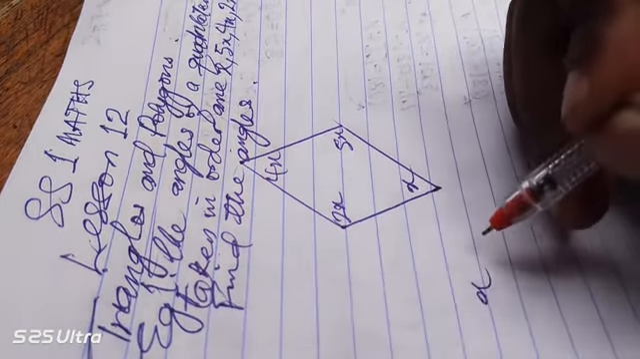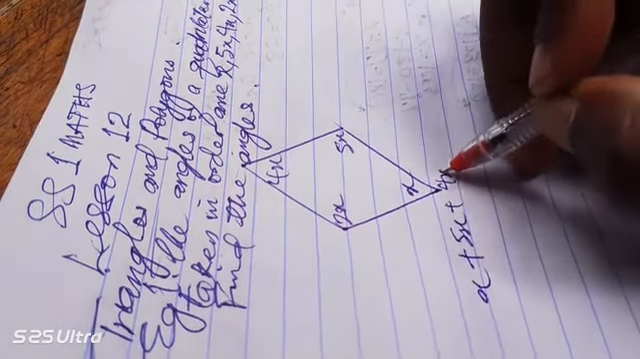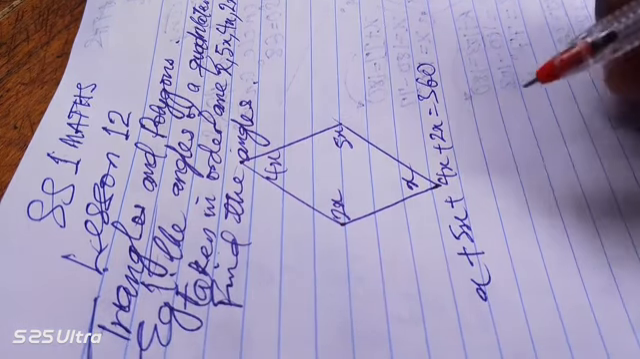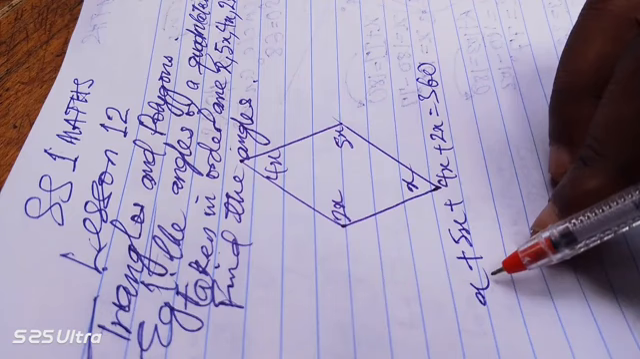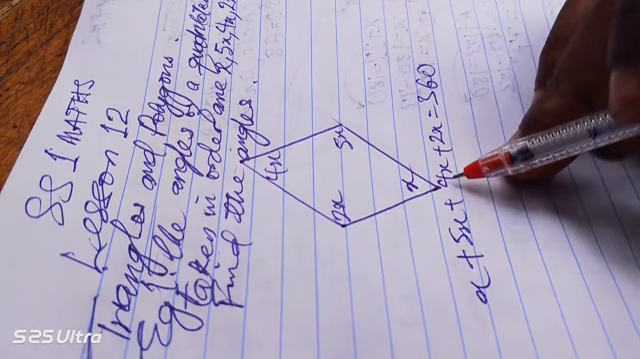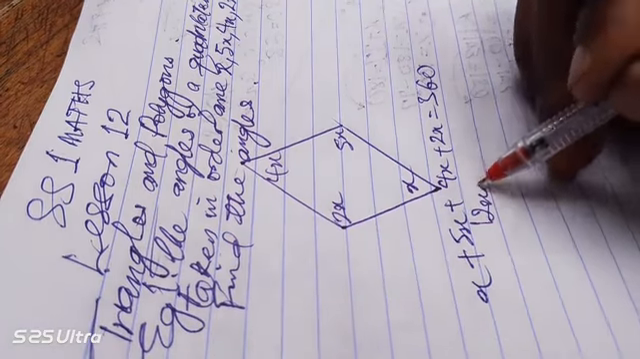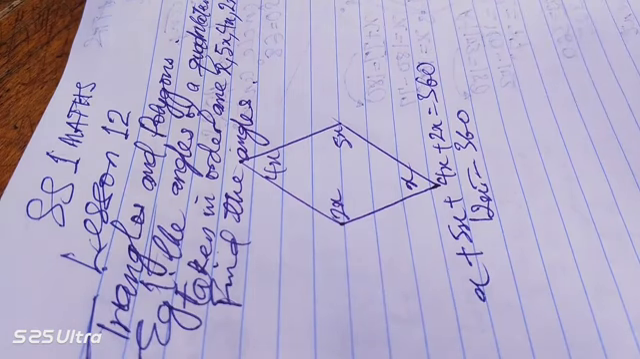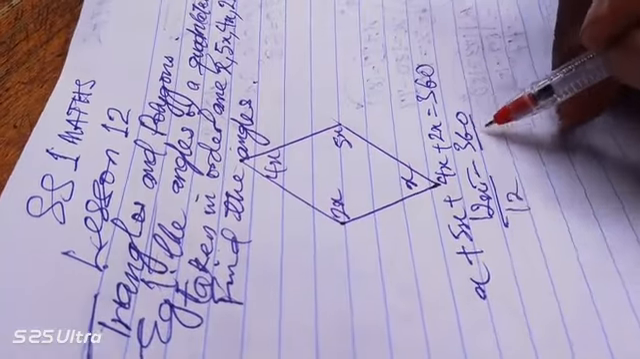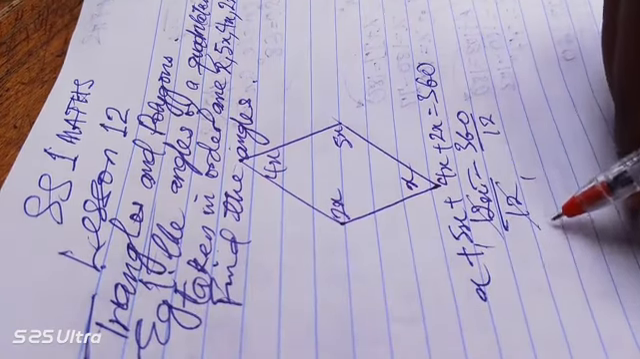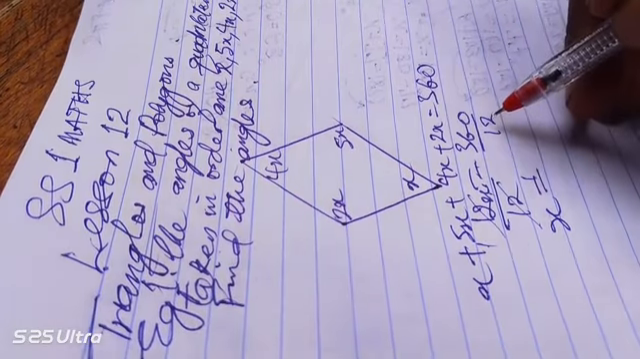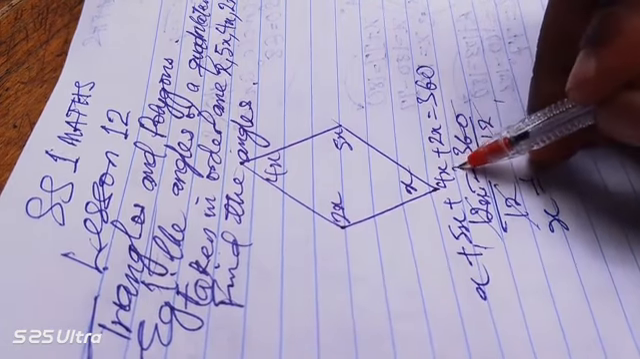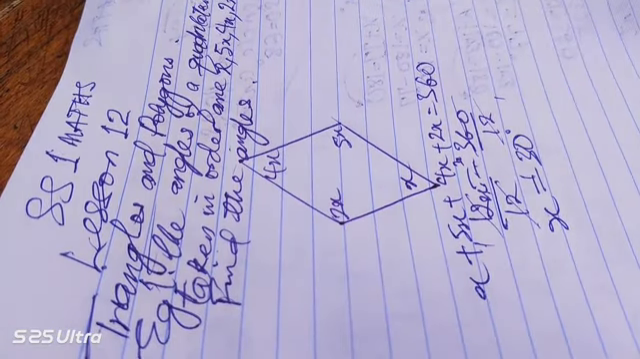This is x plus 5x plus 4x plus 2x equals 360 degrees. Let's add it up. x plus 5x, x means 1x, 1 plus 5 is 6, 6 plus 4 is 10, 10 plus 2 is 12. So this is 12x equals 360. To get x, we divide both sides by 12. 12 goes into 360 30 times. So x equals 30 degrees.